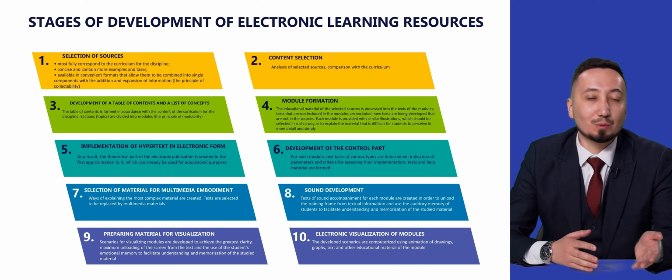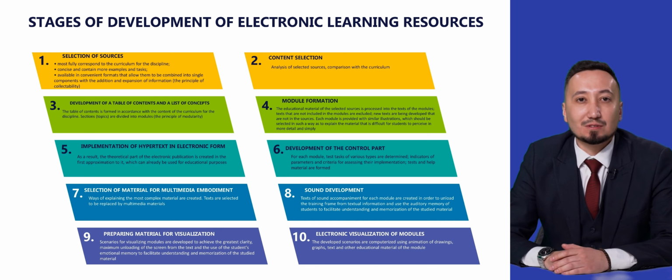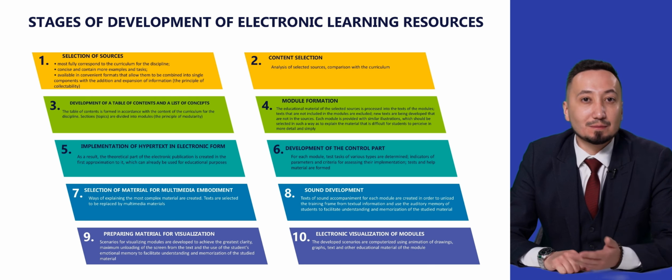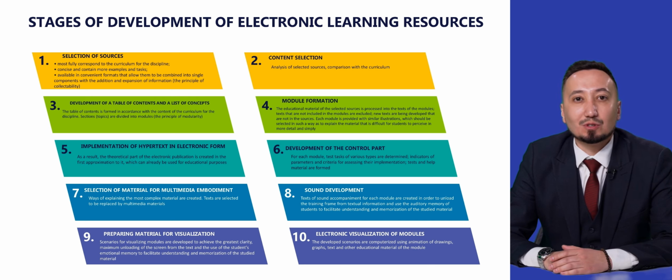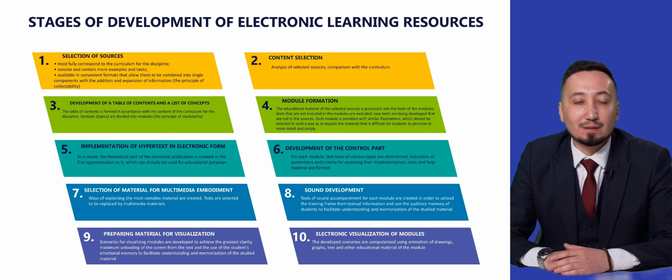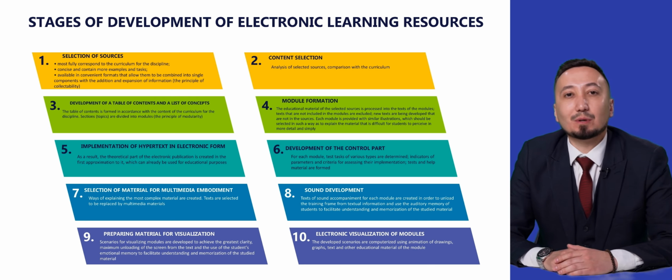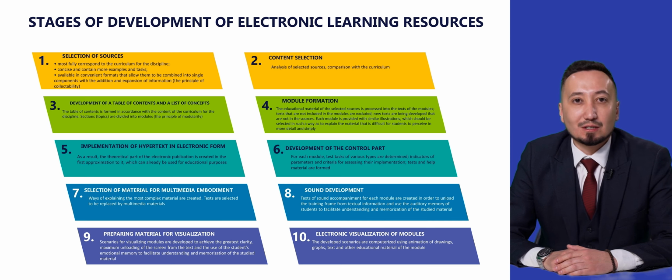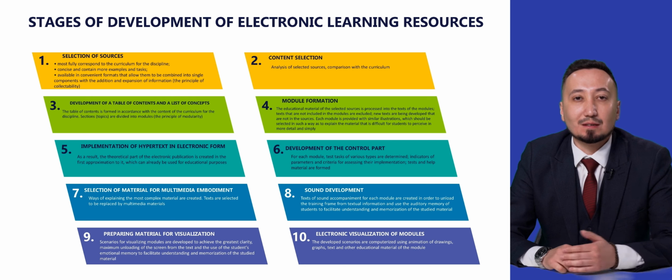At the stage of forming modules, the educational material of selected sources is processed into the texts of modules. Texts that are not included in the modules are excluded. New texts are being developed that are not in the sources. Each module is provided with similar illustrations, which should be selected in such a way as to explain the material that is difficult for students to perceive in more detail and simply.